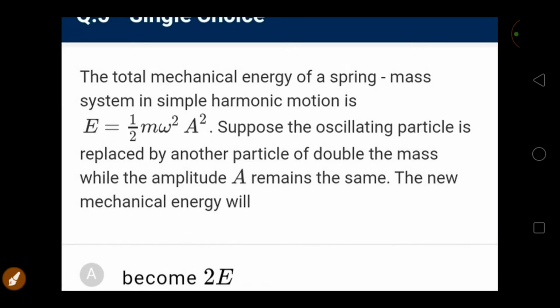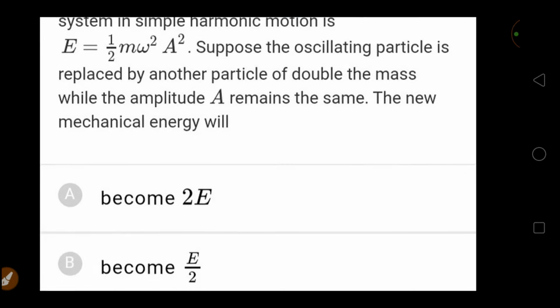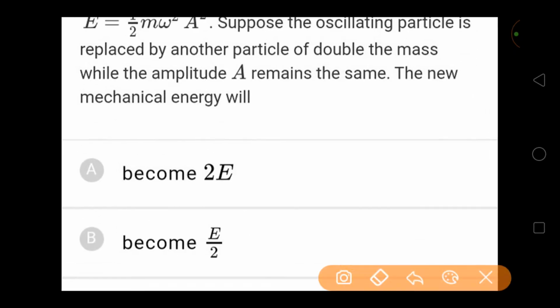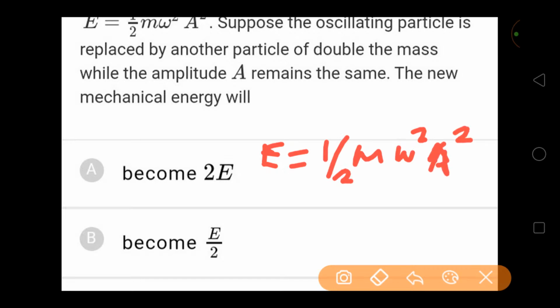The total mechanical energy of a spring mass system in simple harmonic motion is E is equal to half m omega square a square. Suppose the oscillating particle is replaced by another particle of double the mass while the amplitude A remains the same. The new mechanical energy will be 2E, E by 2, root 2E, or E. So it is given E is equal to half m omega square a square. So it seems that E is depending on mass, but you have to check the reality.